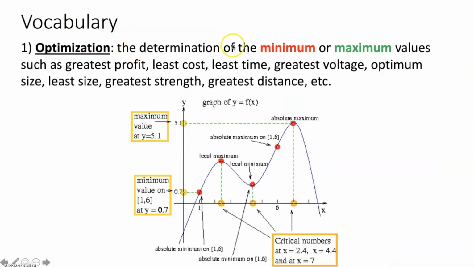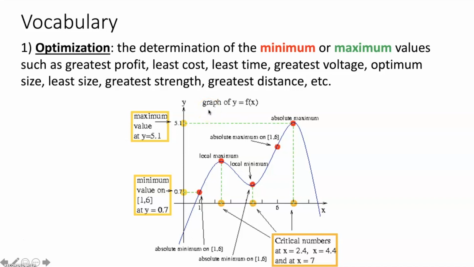First thing we're going to talk about is optimization. That would be the determination of the minimum or maximum values such as greatest profit, least cost, least time, greatest voltage, optimum size, least size, greatest strength, greatest distance, etc. So in this section, you're going to be given some real-world scenarios in which you're going to need to either minimize or maximize certain values like profit or cost or time.